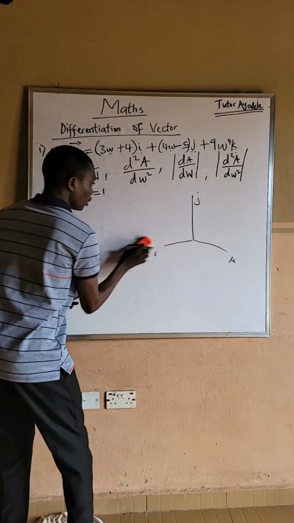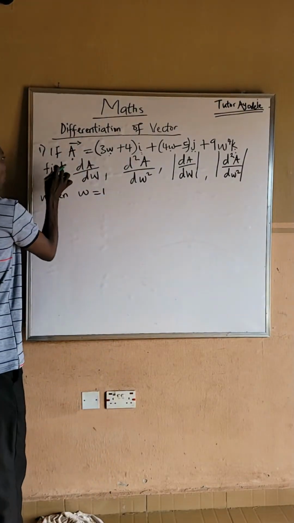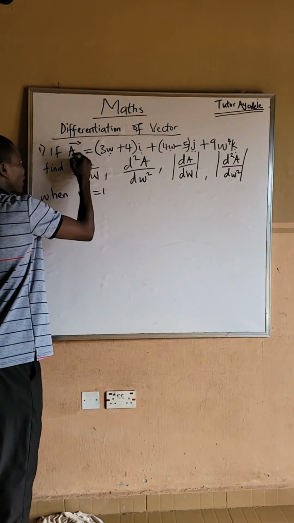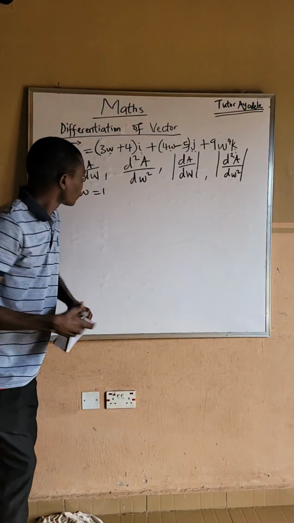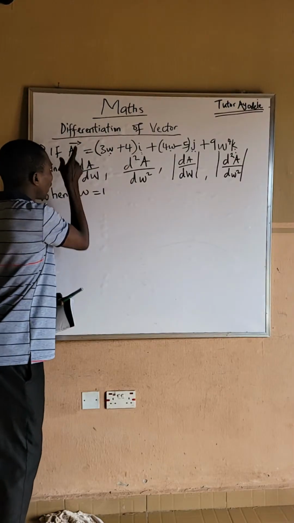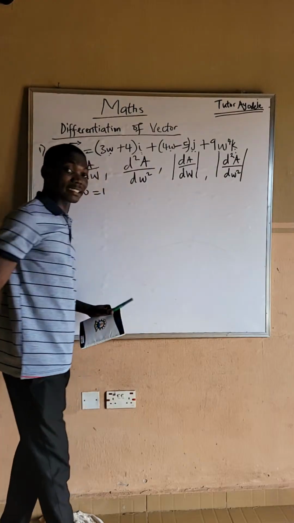So now let's pick this question one after the other. Let's answer them. Now we have to find dA/dW. We are differentiating this vector A with respect to W. First of all, take note: it only deals with A and W. You are differentiating this A with respect to W. Anywhere there's no W, it is automatically 0.